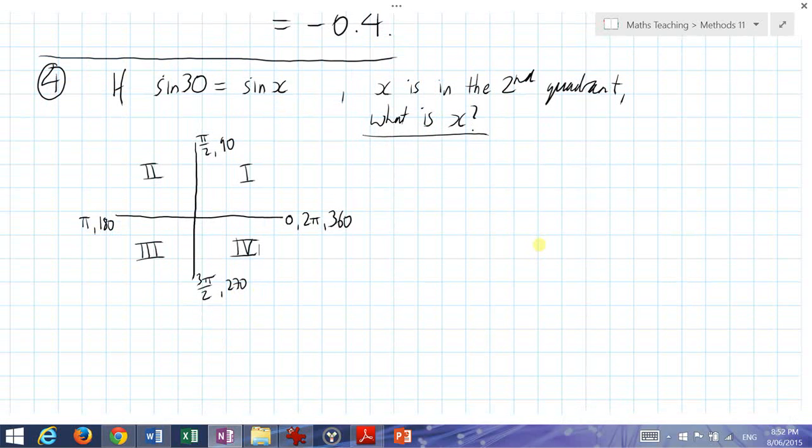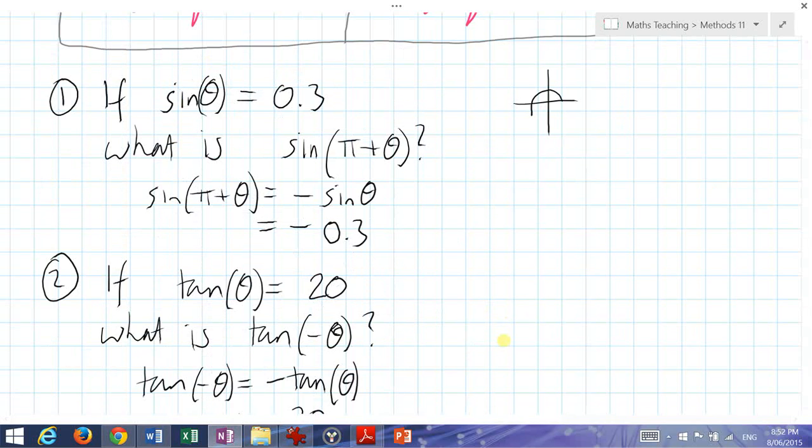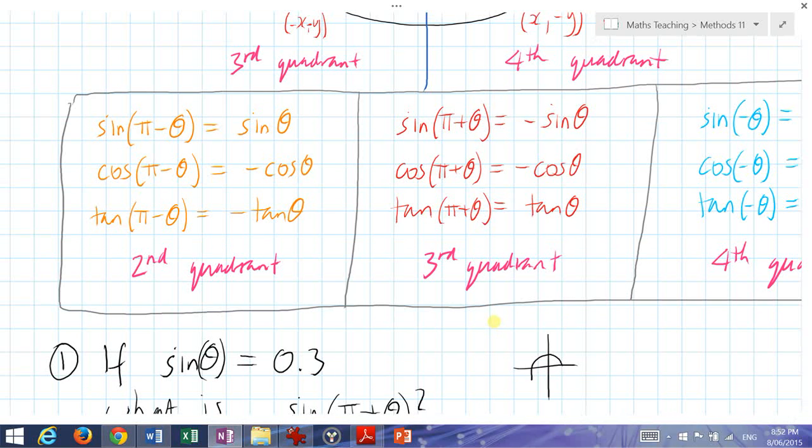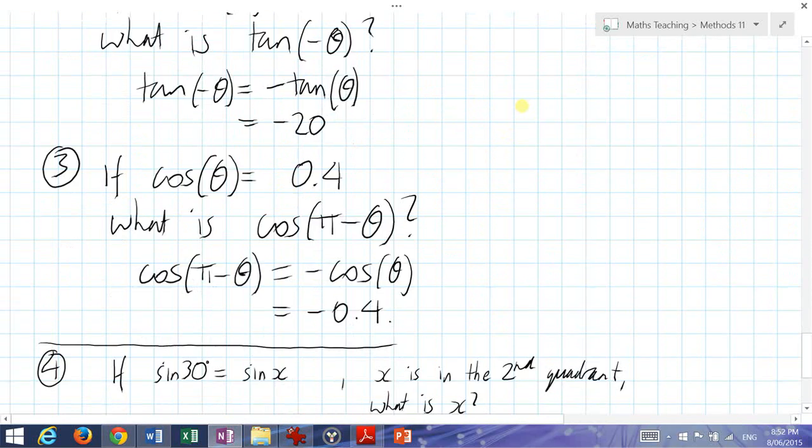What are we told? We're told that sine of 30, so we're working in degrees because they gave the number in degrees, sine of 30 equals sine of x, and x is in the second quadrant. We know from our symmetries that sine of theta is going to equal sine of pi minus theta. Right?